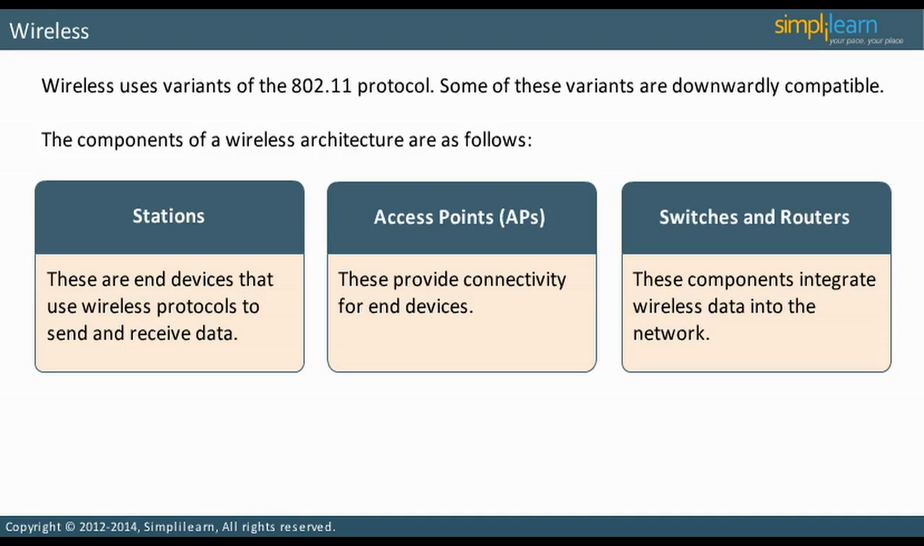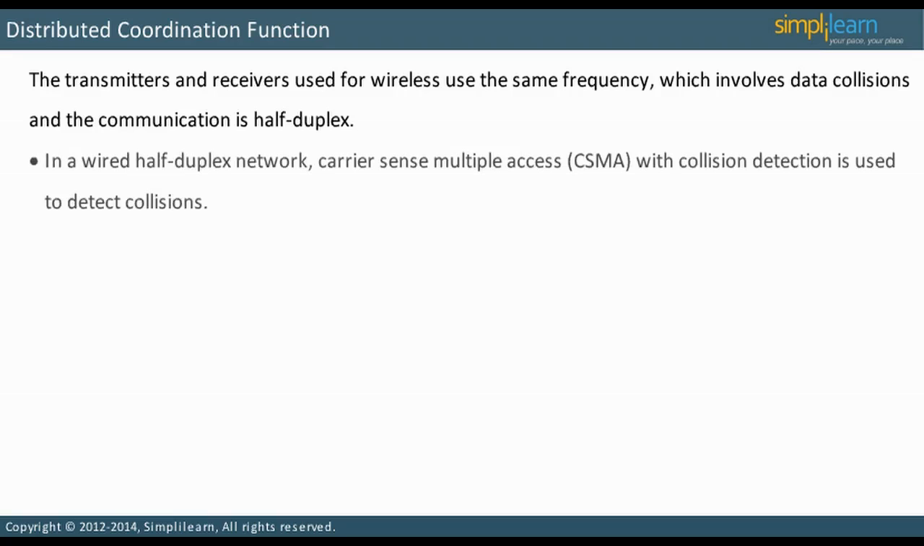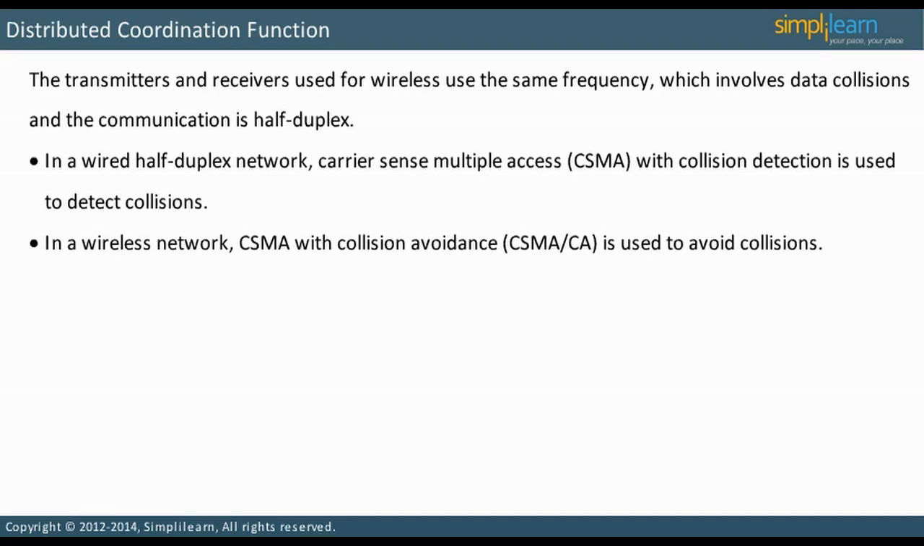In the next slide, let us discuss distributed coordination function. The transmitters and receivers used for wireless use the same frequency. This involves data collisions, and hence the communication is half-duplex. In a wired half-duplex network, CSMA with collision detection is used to detect collisions. In a wireless network, CSMA with collision avoidance is used to avoid collisions.